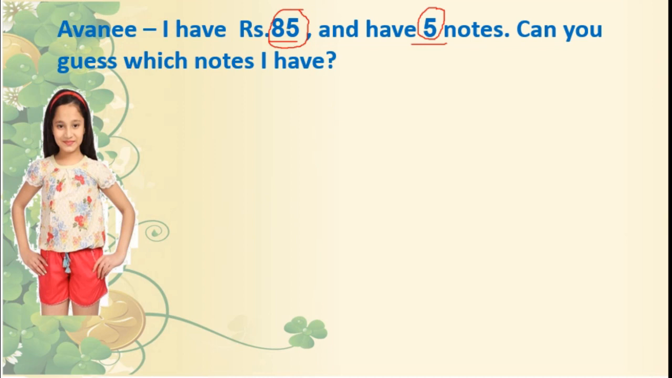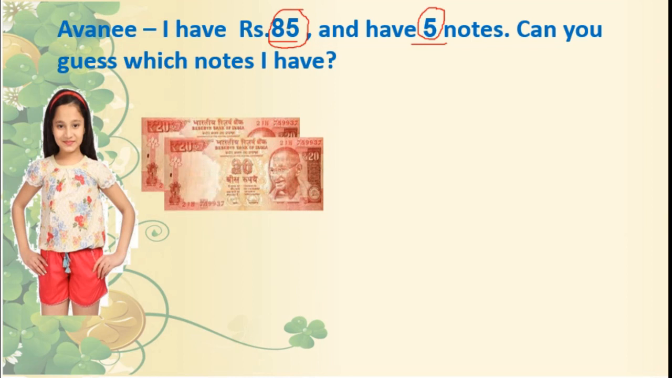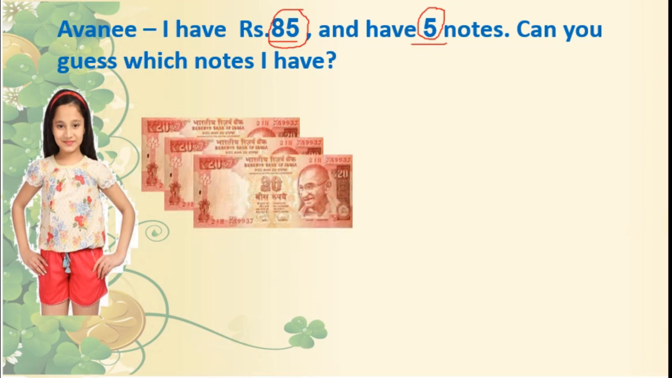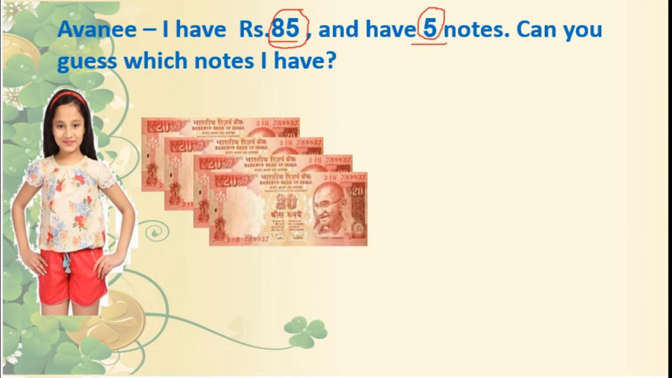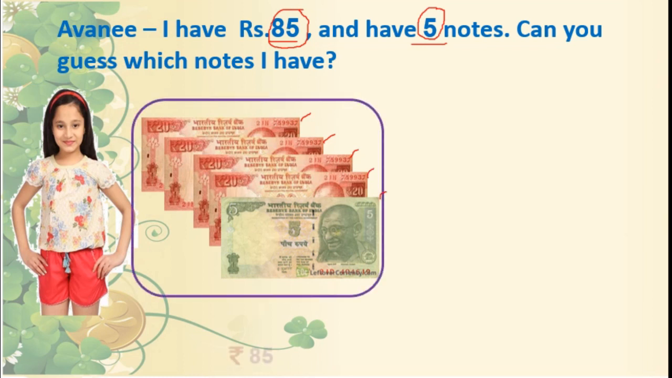We will see. First we will take a 50 rupee note. Okay, 20 rupee note, 1, 20 rupees second note means 40. This became 60. This became 80. And 1 5 rupee note. Yes, we are right. 1, 2, 3, 4 and 5. Yes, 5 notes we got and the total is nothing but rupees 85. We are right.